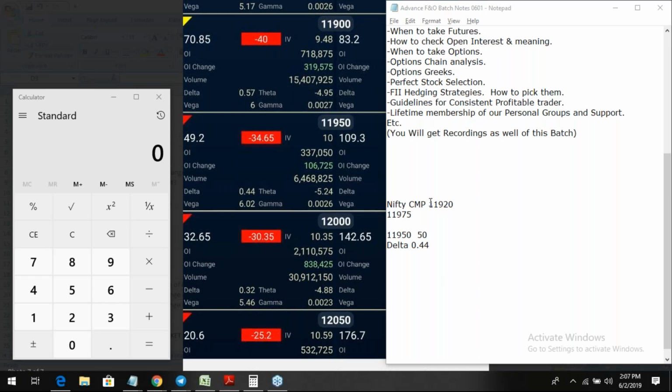If my current price is 11,920 and Nifty goes to 11,975, how many points does my Nifty go up? Almost 55 points. What is my delta? 0.44. Right, Deepak, now right answer. My premium is 50 rupees. So what will be my premium if Nifty goes to 11,975? Now perfect answer, Radhika. Perfect.